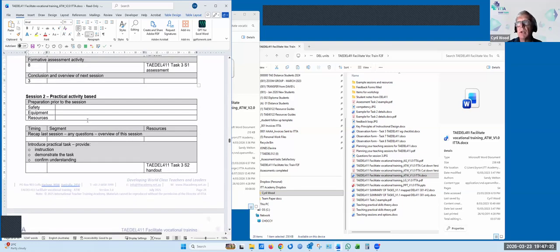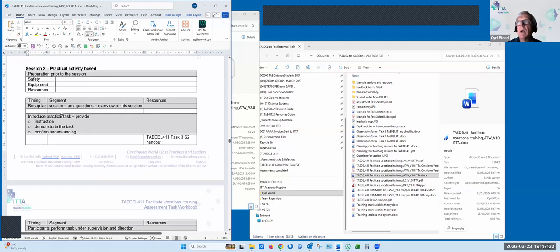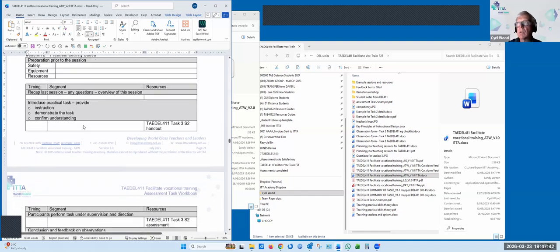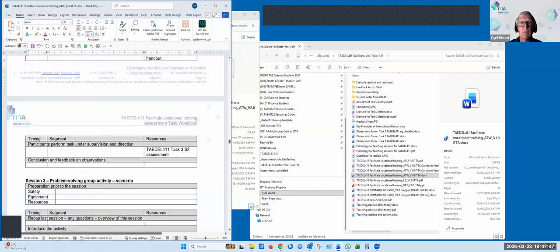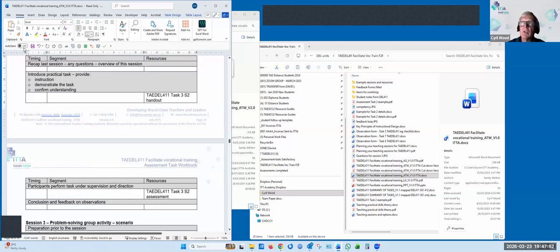Session 2 is similar. You've got the layout there. It says recap last session. At the beginning of session 2, just very briefly link back to session 1, what you did in the knowledge. Then you introduce the practical task, whatever the task might be that's related to your unit and your students. You've got a handout again, and an assessment. So you have some introduction, instruction, demonstrate the task, confirm understanding.